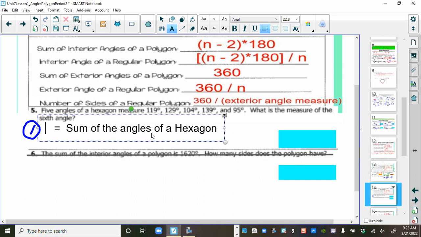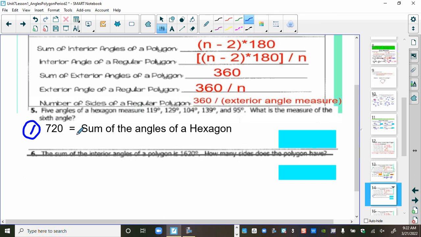Mm-hmm. 720. Because it is 6. So you need to use 6 minus 2 times 180. That's where we get 720. We cheated a little, since I gave you that little chart. All right. So that's the first bit. The second bit is the following.